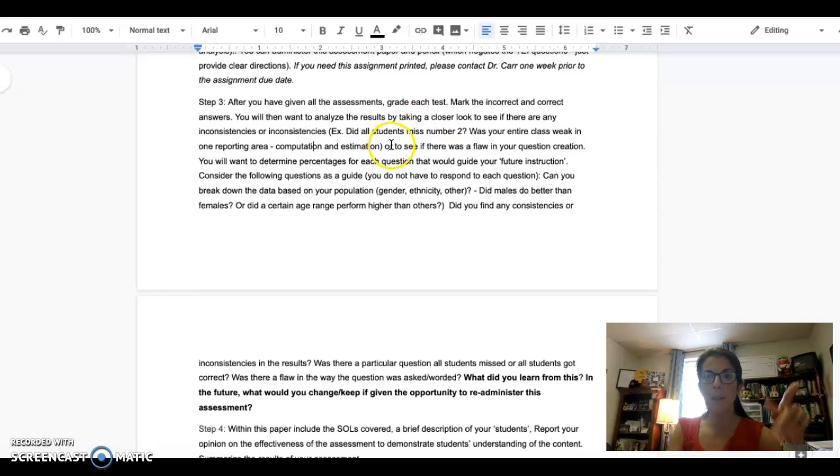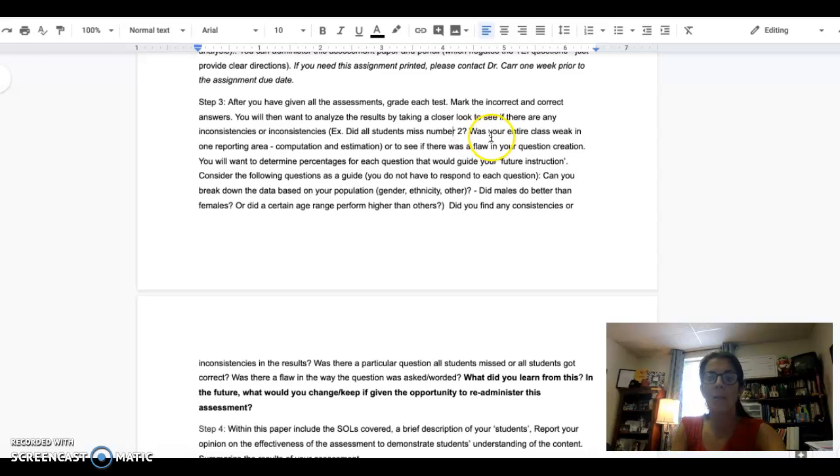I put some guiding questions listed right here for you. So things like looking at consistencies or inconsistencies in questions. Did everybody miss question number 2? Then what do you think is the reason for that? Maybe the question was worded in a way that was confusing to other people, or maybe there was something in there that was tricky.